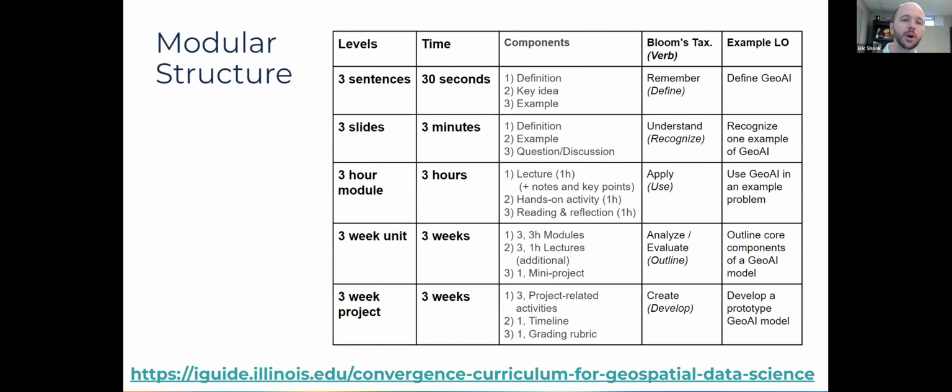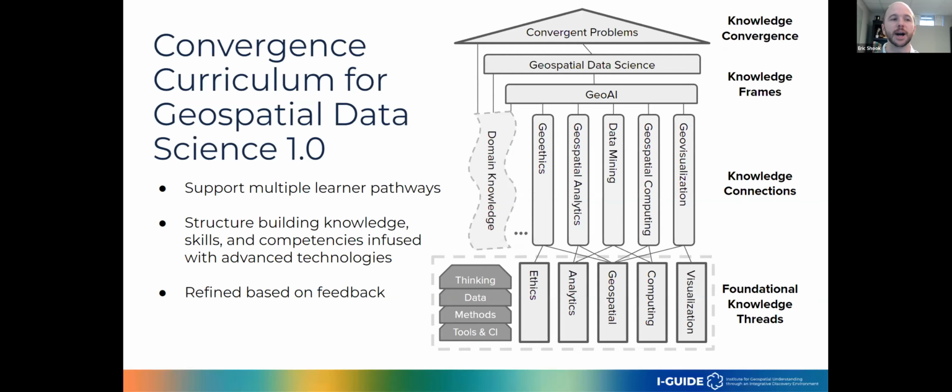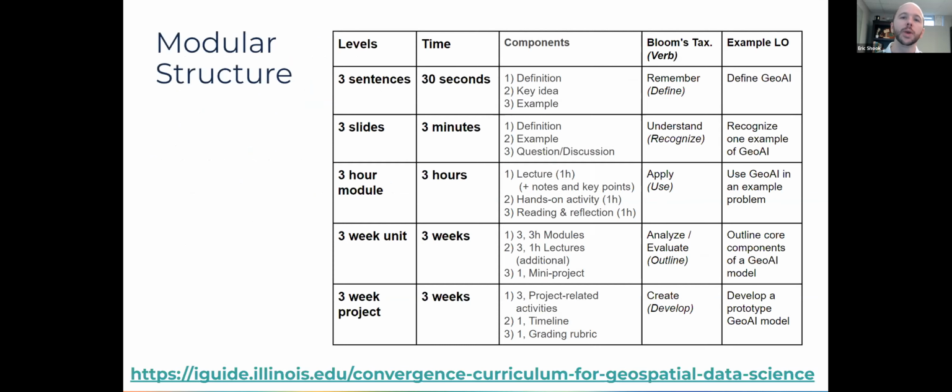And in lieu of having 15-week courses, what we've designed is a very modular structure. Now, I realize that this table is a little bit overwhelming. So for each of these components that you see, each of these boxes, ethics, geoethics, GeoAI, geospatial data science, what we aim to do is to develop 3 sentences that describe each of those components that any learner could look at and understand and be able to define that particular component in 30 seconds, right?